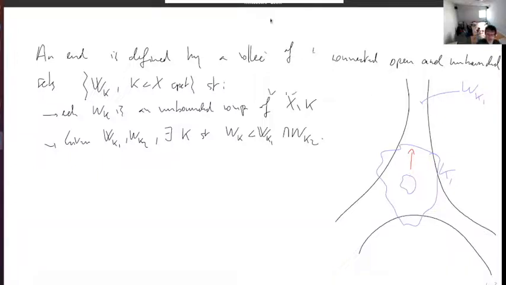Now I could pick another compact set, for instance something like this. Let's say that this is K2. And maybe K2 is not connected, by the way. It could be something like that, so this is also K2. In this case, W sub k2 that I have to consider will be this part.